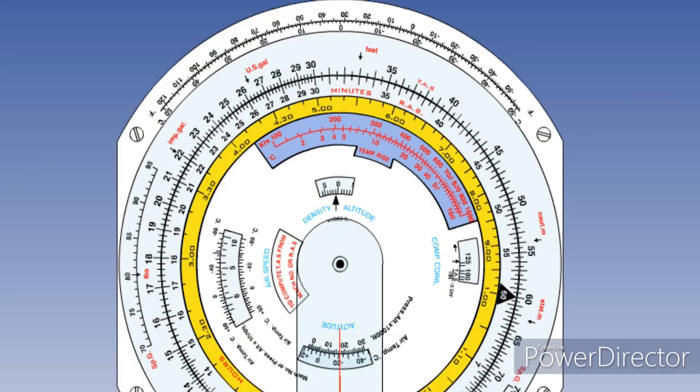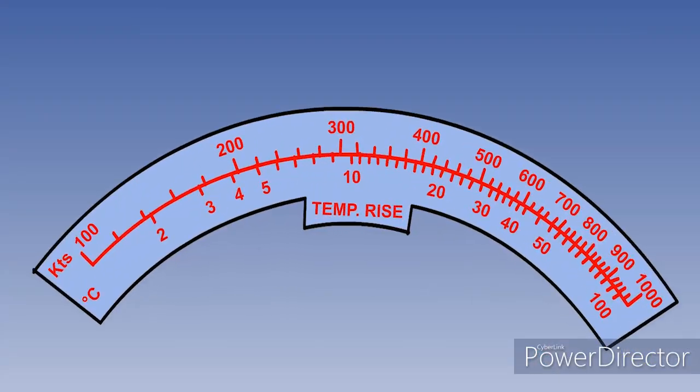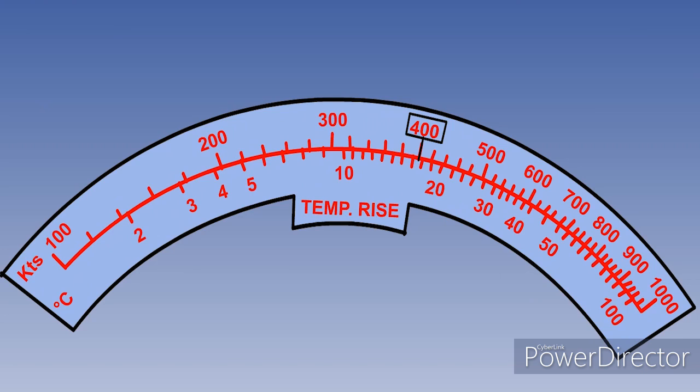On the slide rule face of the nav computer, there is a blue scale. The outer scale is true airspeed, and the inner scale is ram rise. If the TAS is 400 knots, the ram rise is plus 17 degrees. So if, at 400 knots TAS, we have a TAT of, for example, minus 22 degrees Celsius, then the static air temperature would be minus 39 degrees Celsius.